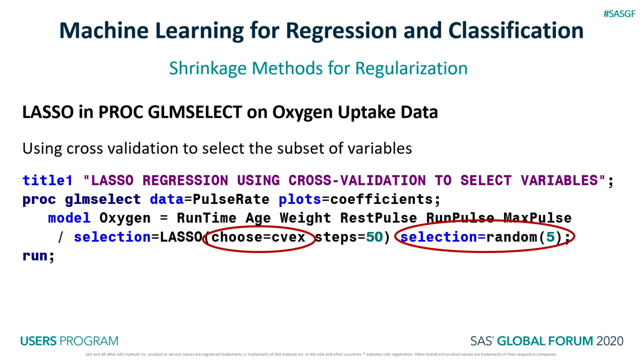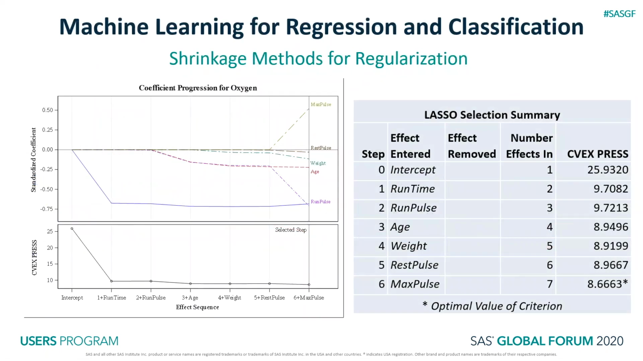In this particular example, for the oxygen uptake data, I ran the LASSO and I used what SAS calls external cross-validation, 5-fold cross-validation, in order to stop the LASSO process. And what we find is that it chooses the model which has all 6 of the variables in. You can see that on the right-hand side here. And the coefficients for max pulse and run pulse have blown up at this point and are opposite in sign. And so it would seem that cross-validation has not chosen a very sensible model in terms of regularization of the parameter estimates.